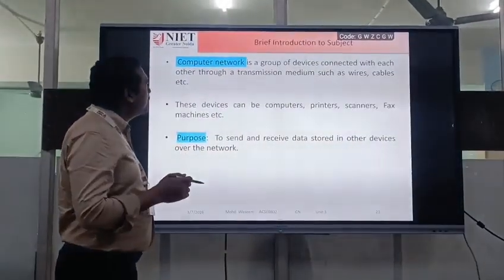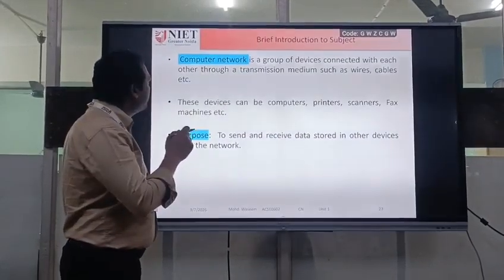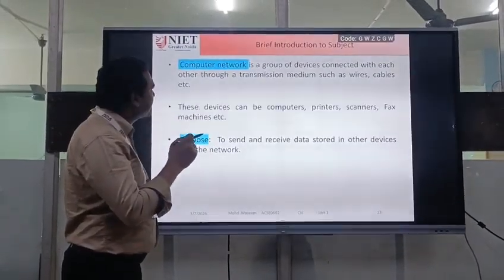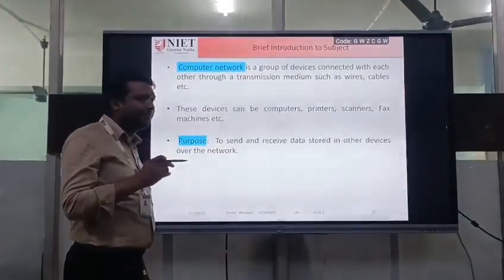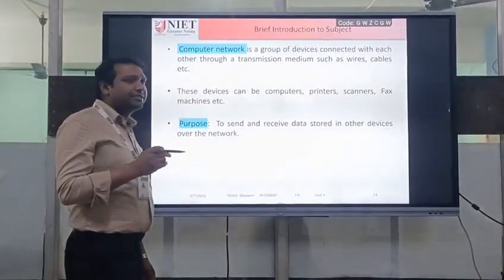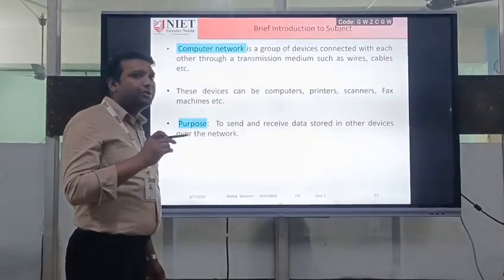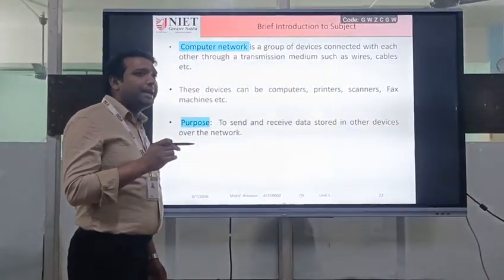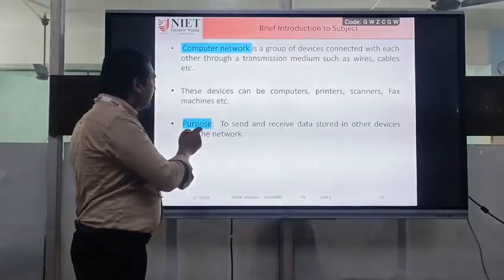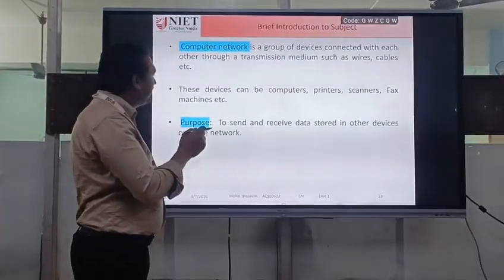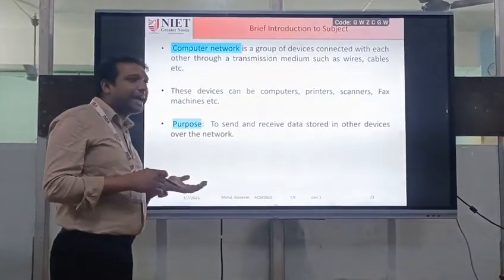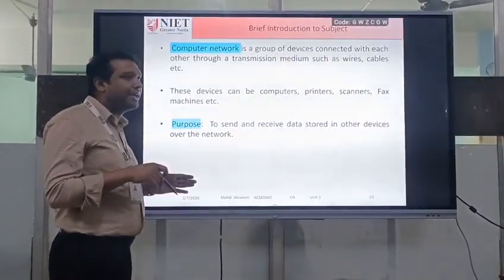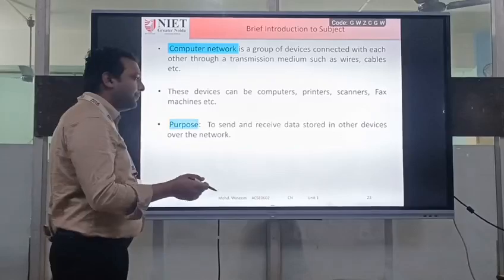Basically, a computer network is a group of devices connected with each other through a transmission medium such as wires, cables, etc. In a computer network, we have devices like printers, scanners, mainframe computers, servers, and clients, and these devices are connected through links or medium called wires or cables. The purpose of a computer network is to send and receive data stored in other devices on the network. That is the computer network.